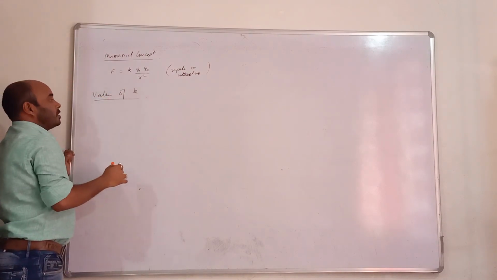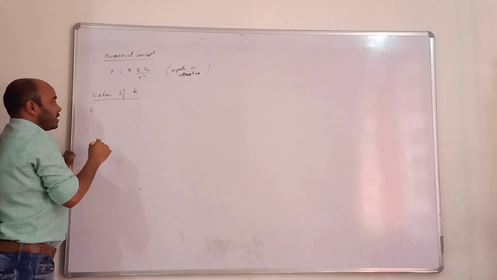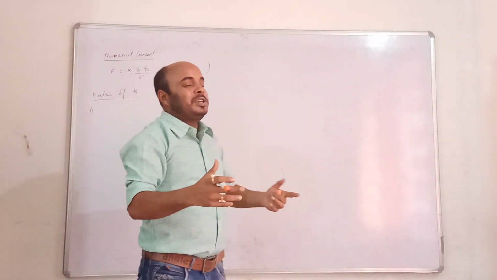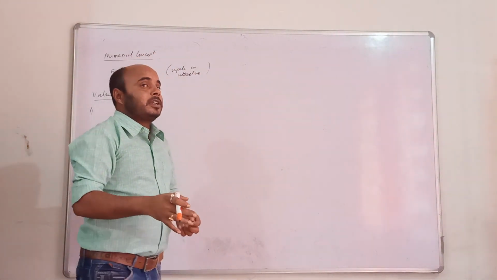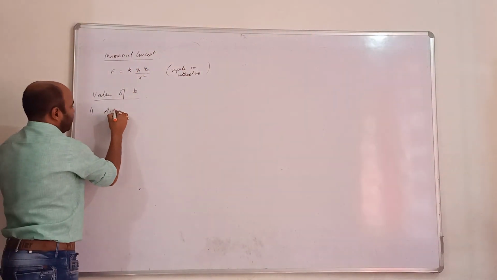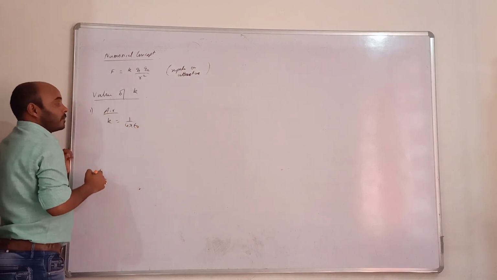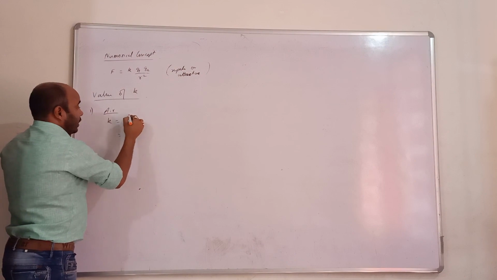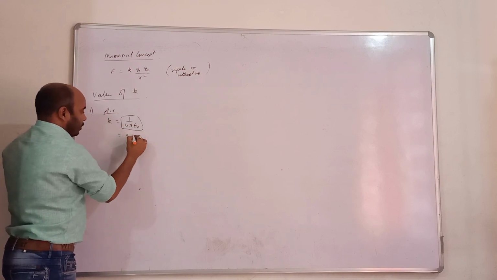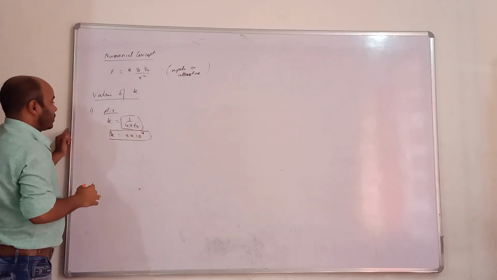Now the K value depends on where the charges are kept. In the first case, if the question does not mention in which medium the charges are kept, we will consider it as air. Then the K value is 1 by 4 pi epsilon naught. Epsilon naught value is fixed, so overall this calculation is 9 into 10 to the power 9. We use this value in numericals.